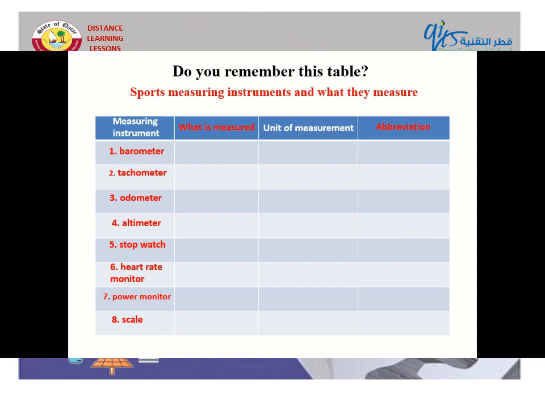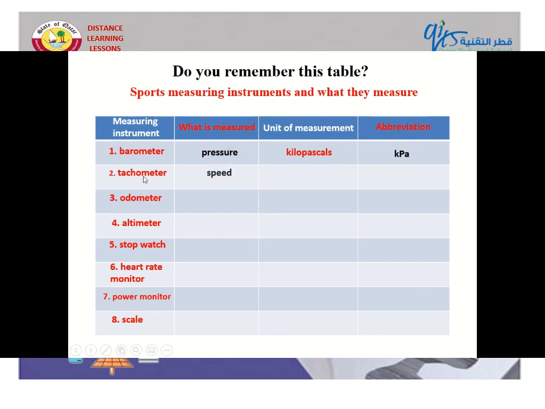Do you remember this table? We have measuring instruments here. Let's complete the table with what is measured, unit of measurement, and abbreviation. Number 1, barometer. What is measured? Pressure. The unit of measurement is kilopascals, and the abbreviation is kPa.